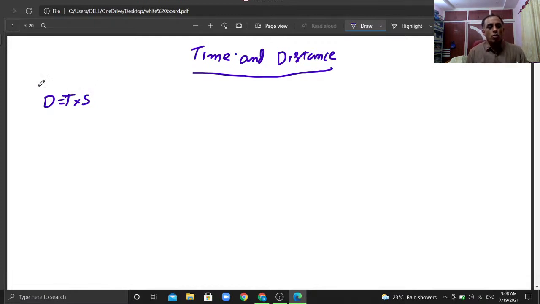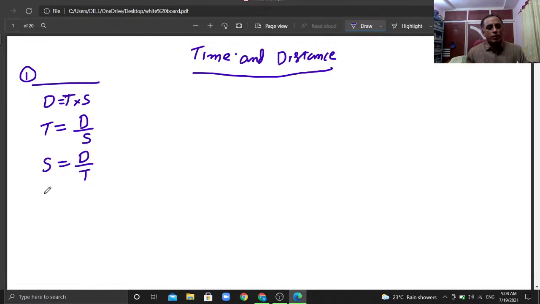In time and distance, the first subheading is formulas. First formula, D is equal to T into S. If distance and speed are given, what is the time? Time is equal to distance by speed. If distance and time are given, what is the speed? Speed is equal to distance by time. If you know the first formula, the next two formulas are very easy.